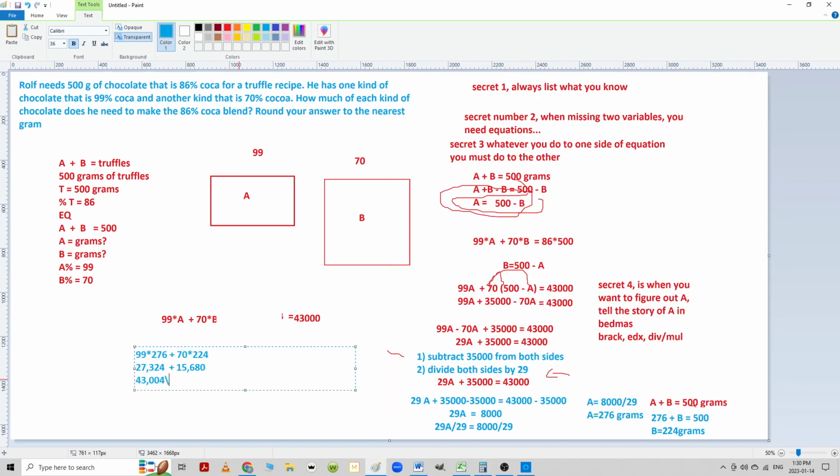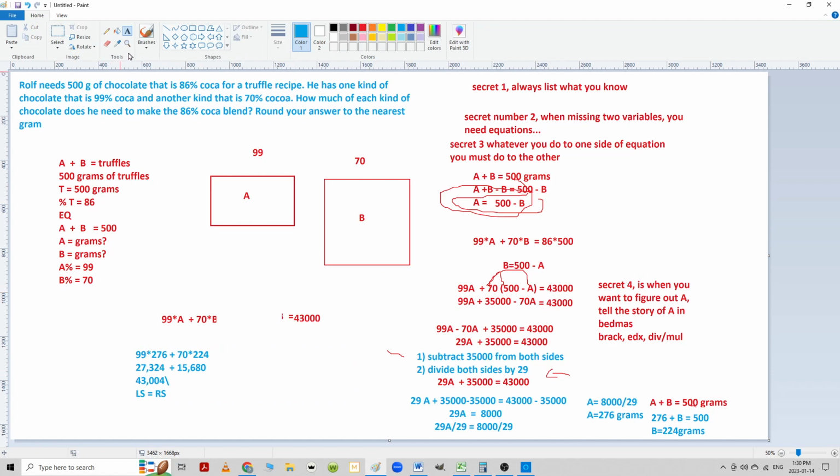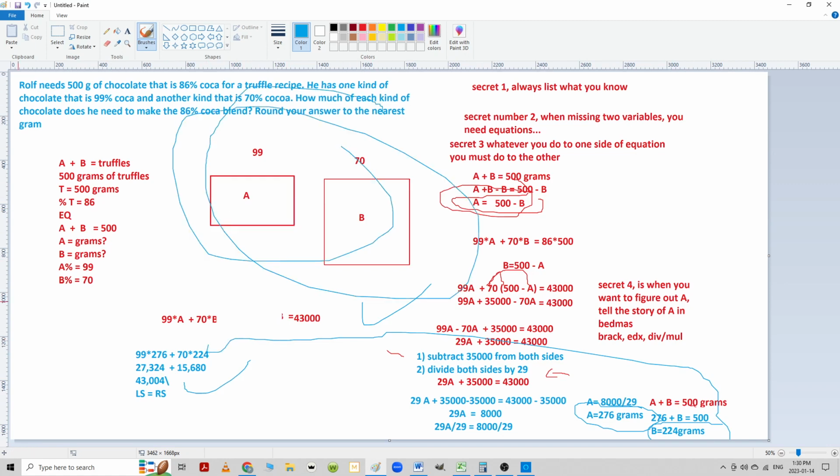Does the left side equal right side? Close enough. That's called rounding errors. Had we taken more exact decimals of the grams, we wouldn't have that error. But left side equals right side. Therefore, A is 276 grams and B is 224 grams. That's how you prove it. And this is a good example of weighted averages. I can give you more examples if you want.